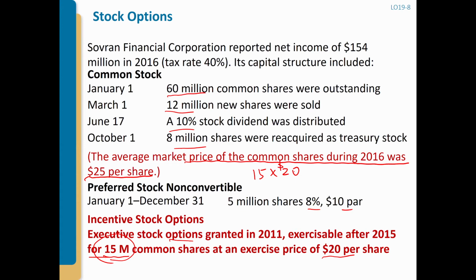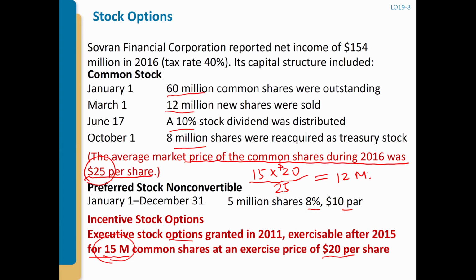So it's not fair to only consider the 15 million more shares, right? You have to think about what we are going to do with this 15 times $20, a huge amount of cash. To balance that, we assume we're going to use this much cash to purchase back our own stock from the market. How many shares are we able to purchase back? Remember, the average market price during this year was $25 per share. With that much cash, we divide by 25. That's how we got 12 million. So we are able to purchase back 12 million shares.